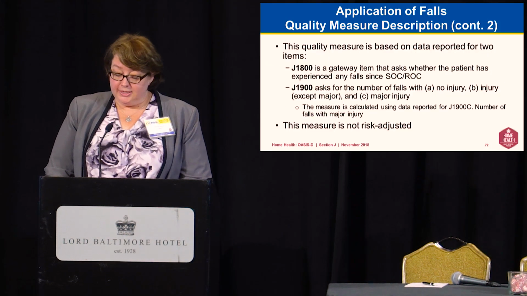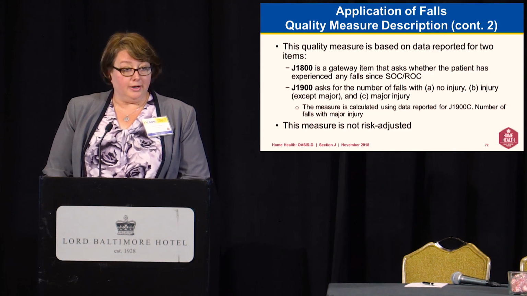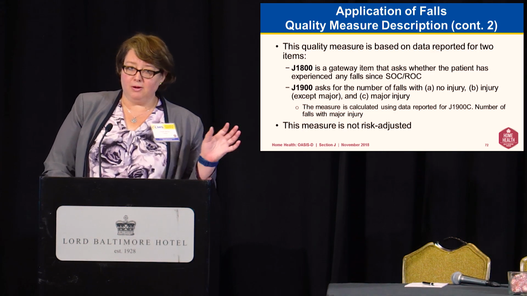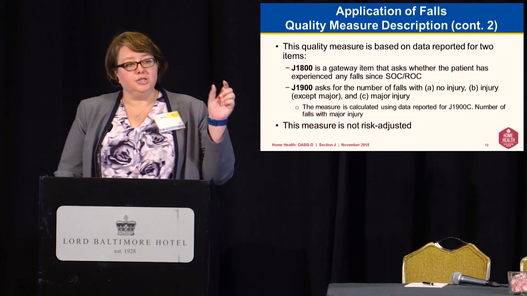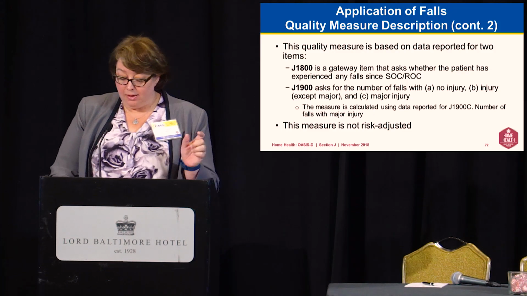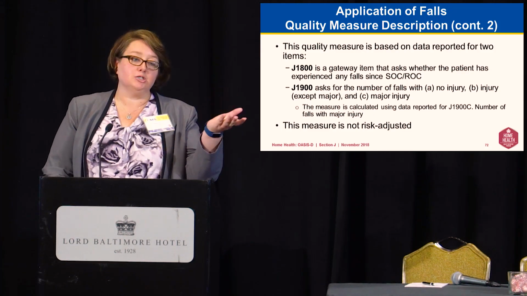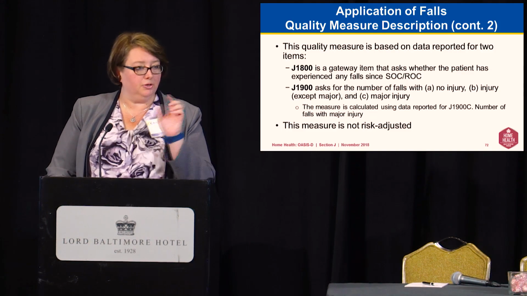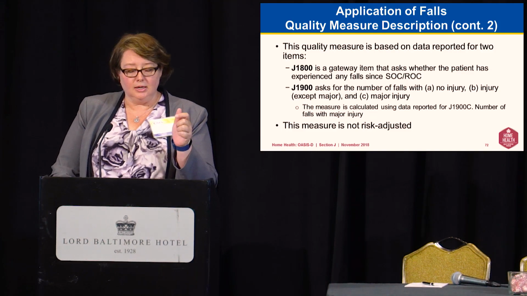The quality measure is based on data reported from two items. Now, I know we talked about one, but let's think about this. J1800 is that gateway item, right? Because if you answer it no, you're going to skip right over J1900. So that's an important component of this.